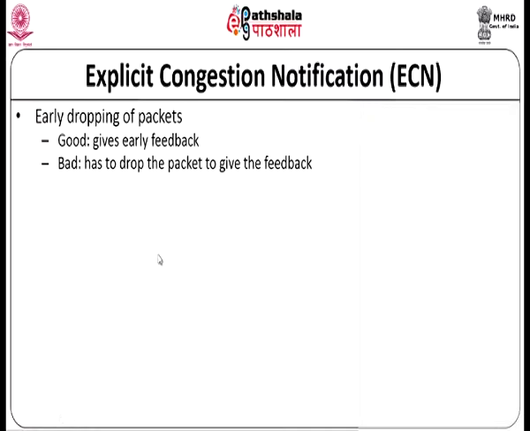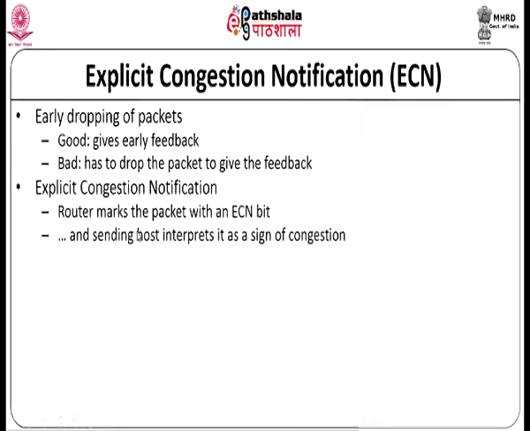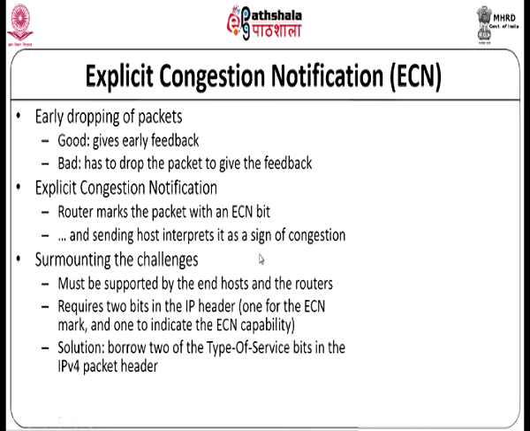What we are saying in explicit congestion notification is that it is good to give early feedback, but it is bad that you have to drop a packet to give the feedback. So instead of dropping a packet, if I could just mark some bit in a packet and send that as the information to the end systems, to the host, they could use that information instead of dropping a packet. So this is what we do in explicit congestion notification. The router actually marks a packet with an ECN bit, and the sending host will interpret that as a sign of congestion. So where do I put this ECN bit?